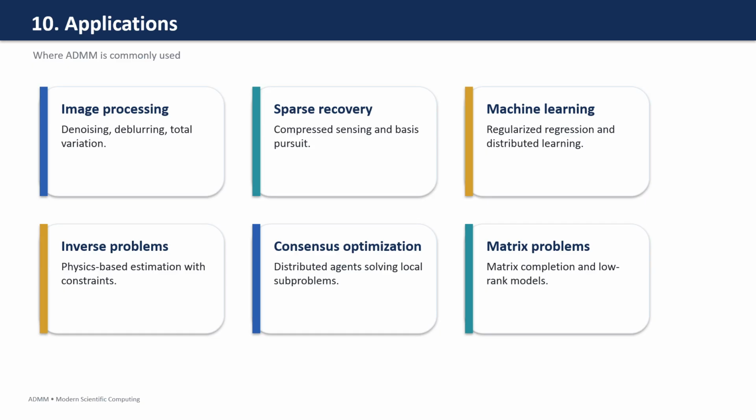have data distributed across multiple agents, ADMM can separate these data distributions into local subproblems while coordinating through the shared variables. Inverse problems, ADMM is useful for physical models combined with constraints and regularization. In matrix problems, ADMM can involve matrix completion, low rank recovery, and robust principal component analysis, where you can apply it to split the low rank and sparse components.